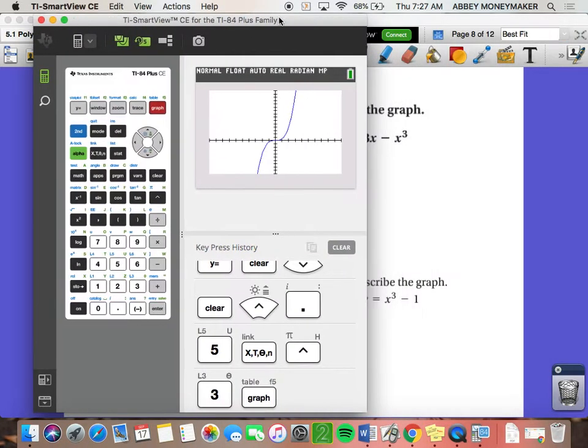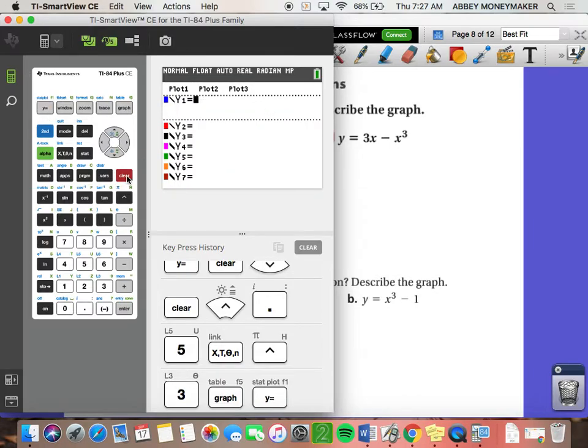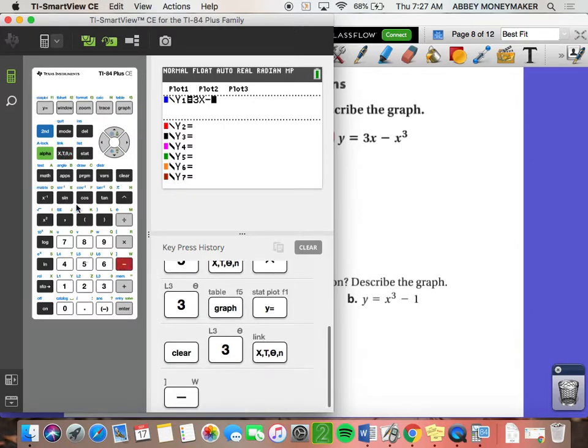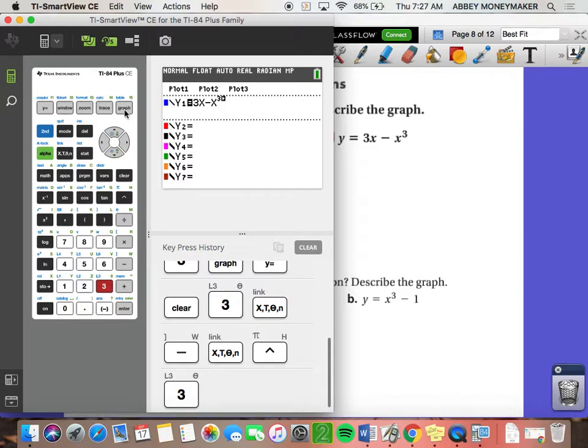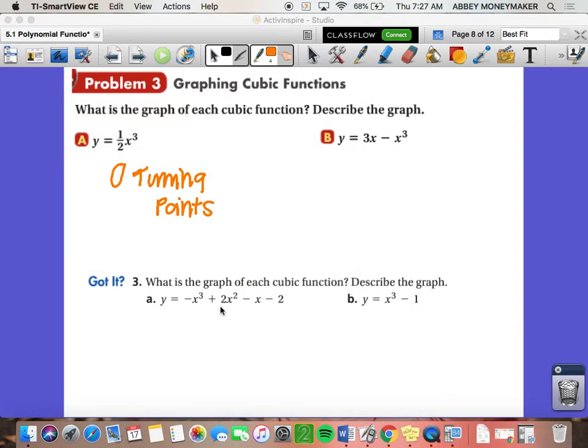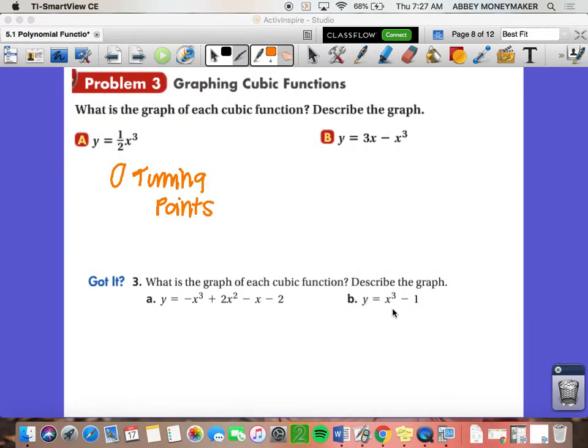We're going to graph it. So go back to y equals, and we're going to type in 3x minus x cubed. This is clearly not in standard form, but our calculator should still graph it for us. And we can clearly see here that there are 2 turning points. Perfect. And you're going to do the same thing on A and B. And I will go ahead and tell you A has 2 turning points, and then B should have no turning points.